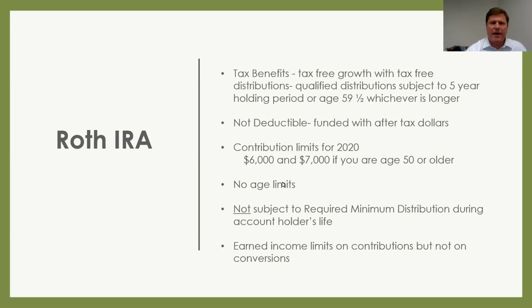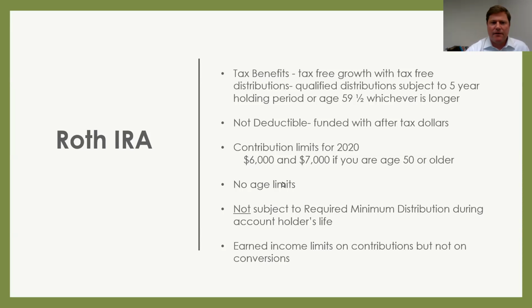So again, it's funded with after-tax dollars, but you'd be willing to give that up in order to get tax-free growth and tax-free distributions. There are contribution limits, just like the traditional IRA: $7,000 if you're age 50 or older, or $6,000 if you're under age 50. There's no age limit for participating in a Roth IRA. And the biggie here is that they're not subject to required minimum distributions during the account holder's life.